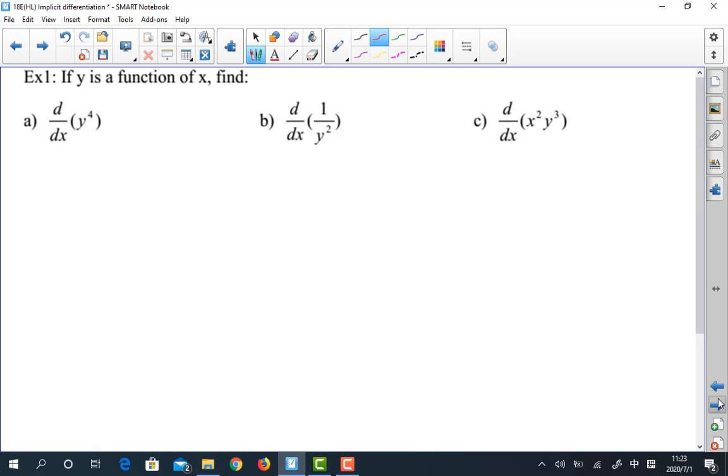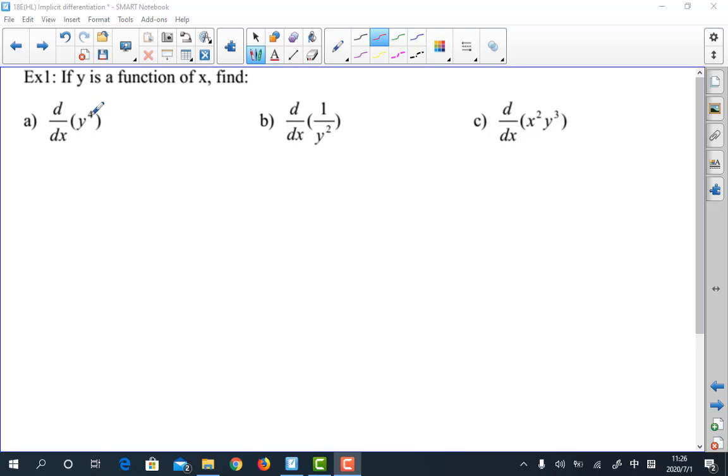Right now, let's practice the implicit differentiation skills. Example 1. If y is a function of x, find all these differentiations implicitly. Finding the differentiation for y to the power 4. y is a function of x. You have to remember this one. Therefore, the chain rule must be applied.